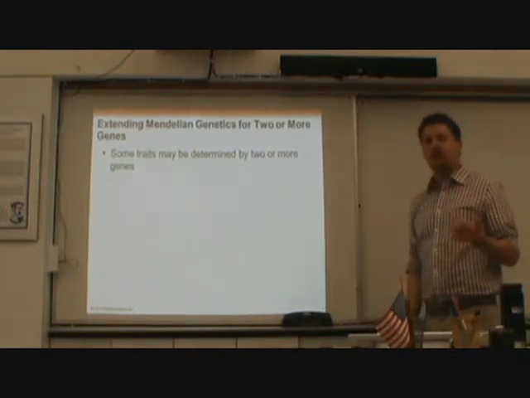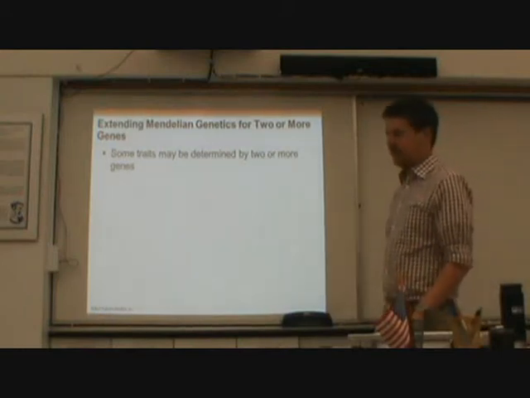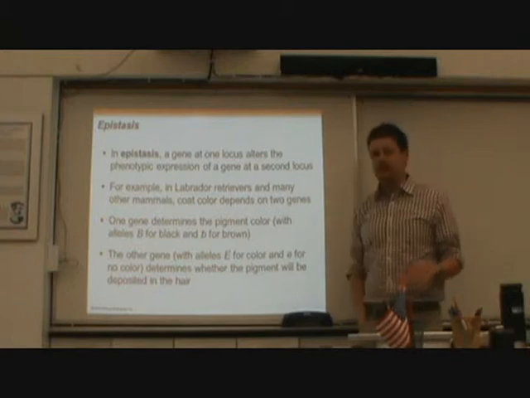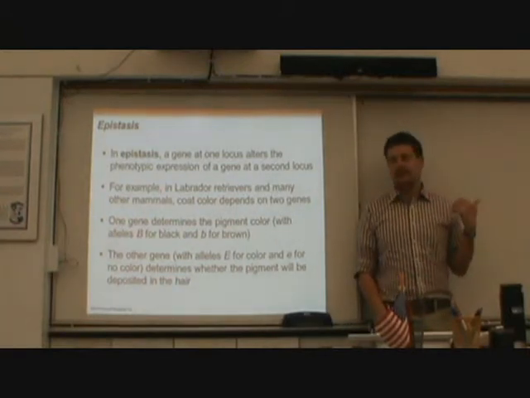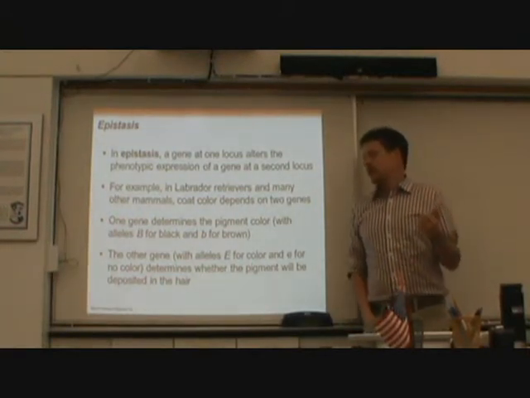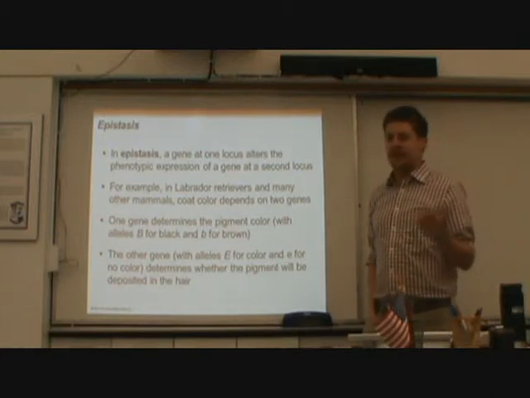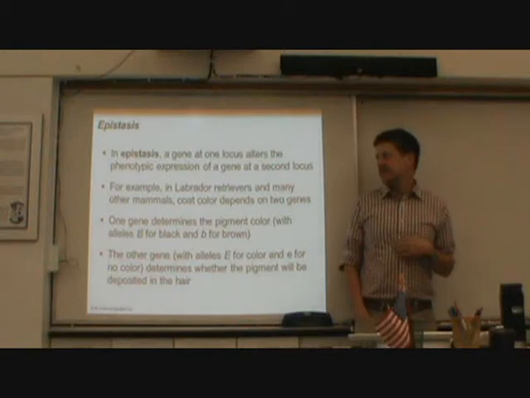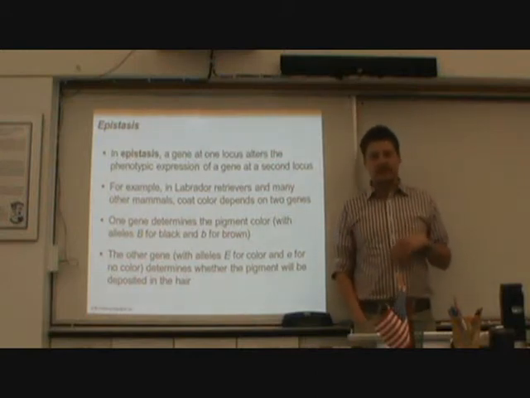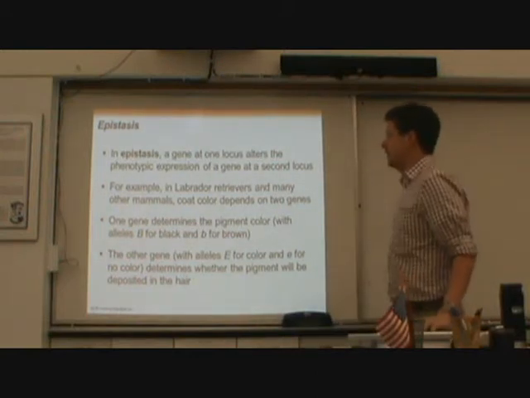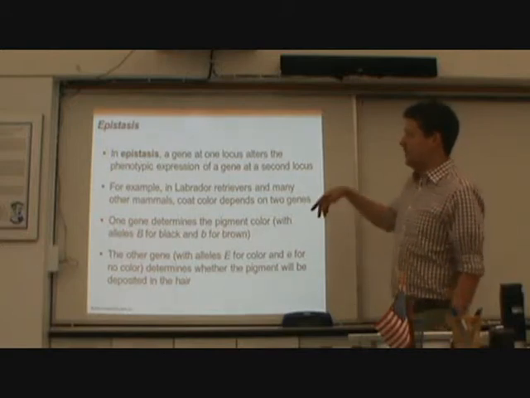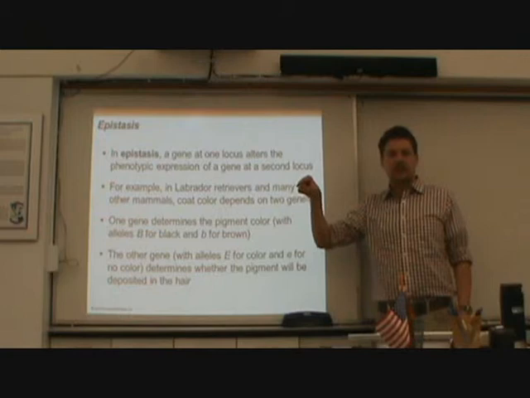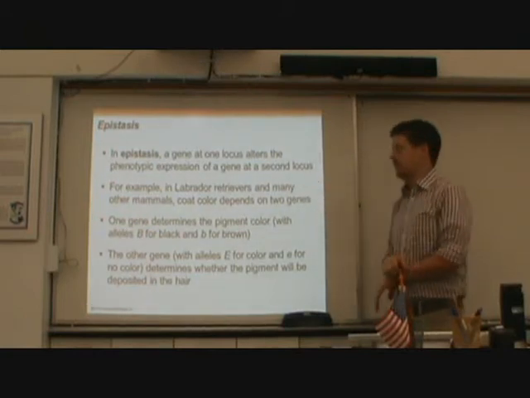And then there's also multiple genes that can have effects on other things. One way that happens is by what we call epistasis. Epistasis is, I think, Latin. It means like standing on top of. And that's when one gene is going to alter the effect of another gene in a different locus or on a different chromosome.